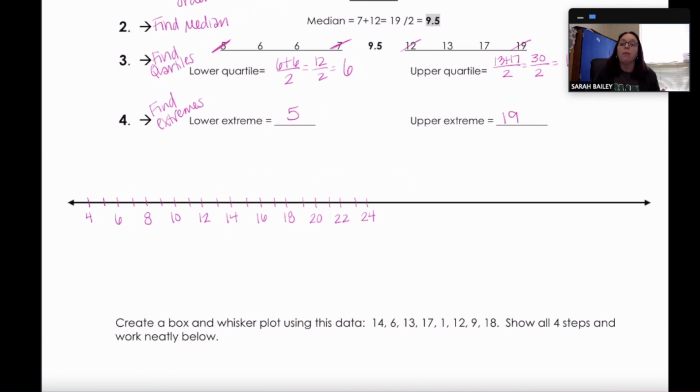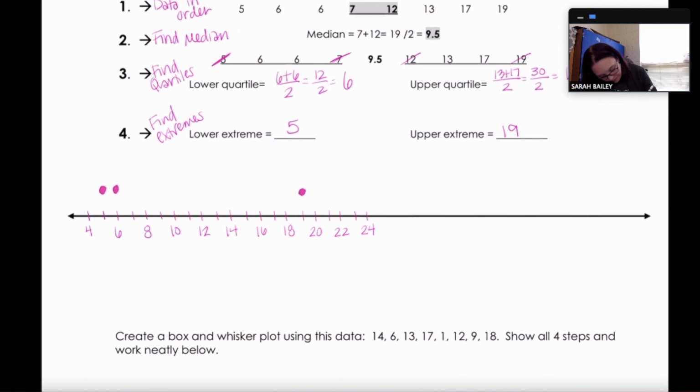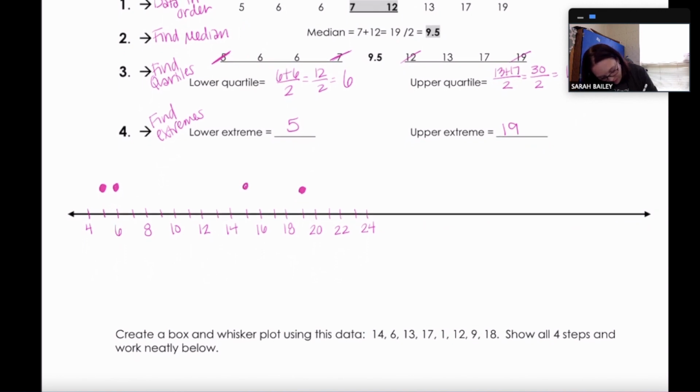All right, so I'm going to plot my extremes. So 5. So I'm going to put a dot above the number line, not on it. So there's my 5. And my other extreme was 19. So there's a dot there. Then my quartiles were 6. So 6 gets 1. And what was my other quartile? 15. And then my median is 9.5. So that would be here. Okay, so you've got 5 dots.